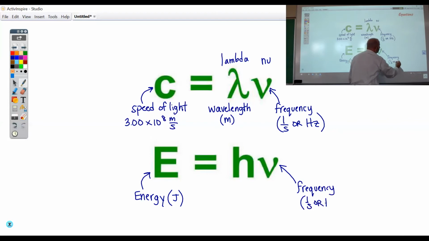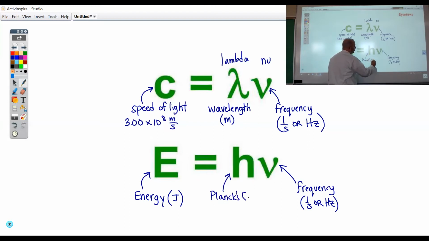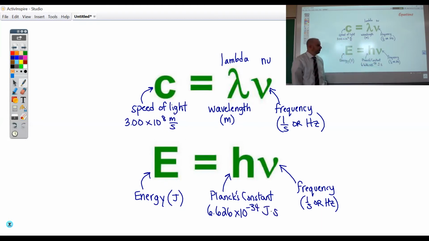Seconds or hertz. And we have another constant called Planck's constant, which is 6.626 times 10 to the negative 34th joules times seconds. When you're working with a constant, that means anytime you see that number, you're going to replace C with this number, or anytime you see H, you're going to replace it with this number.